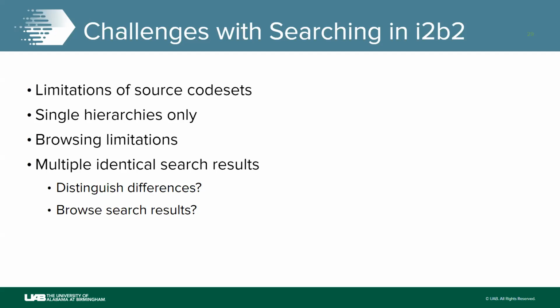And when you do a text search, you get multiple identical search results. And currently, the way the user interface is, you can't really distinguish the differences, one asthma versus another asthma. And also, once you get a set of search results, you cannot browse those search results to either refine or expand the search. Next slide.